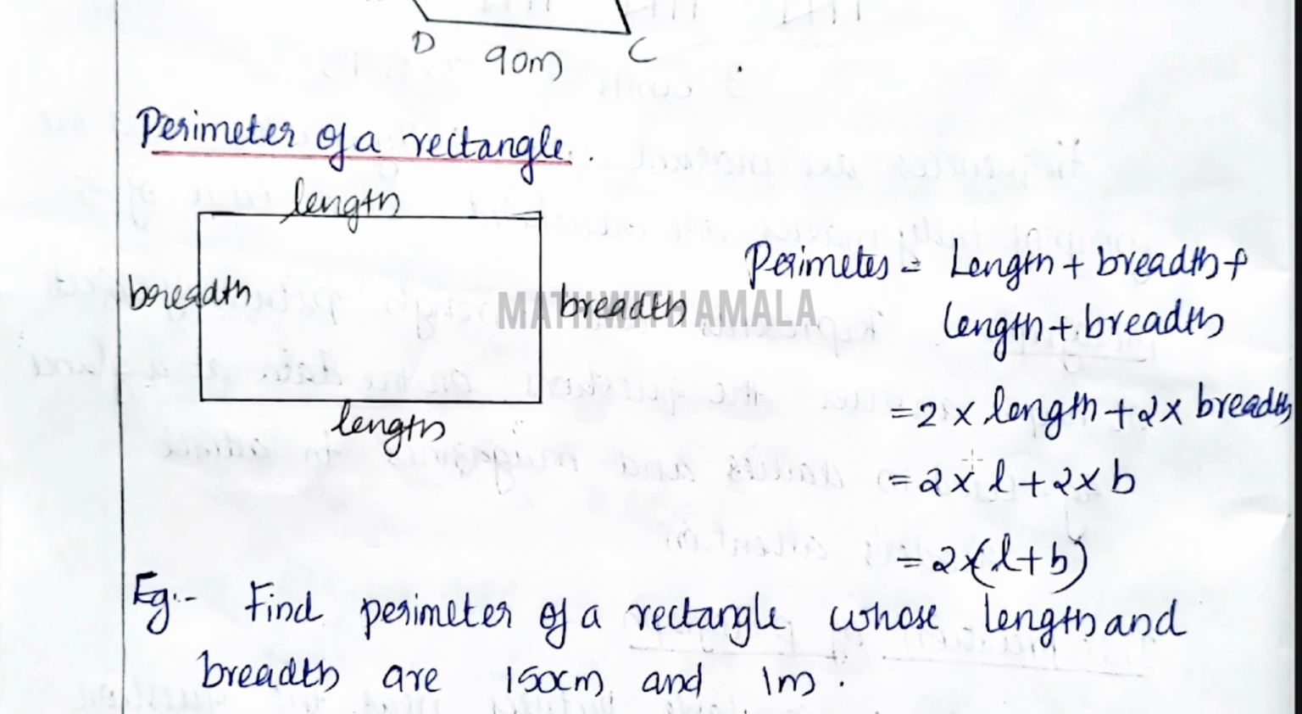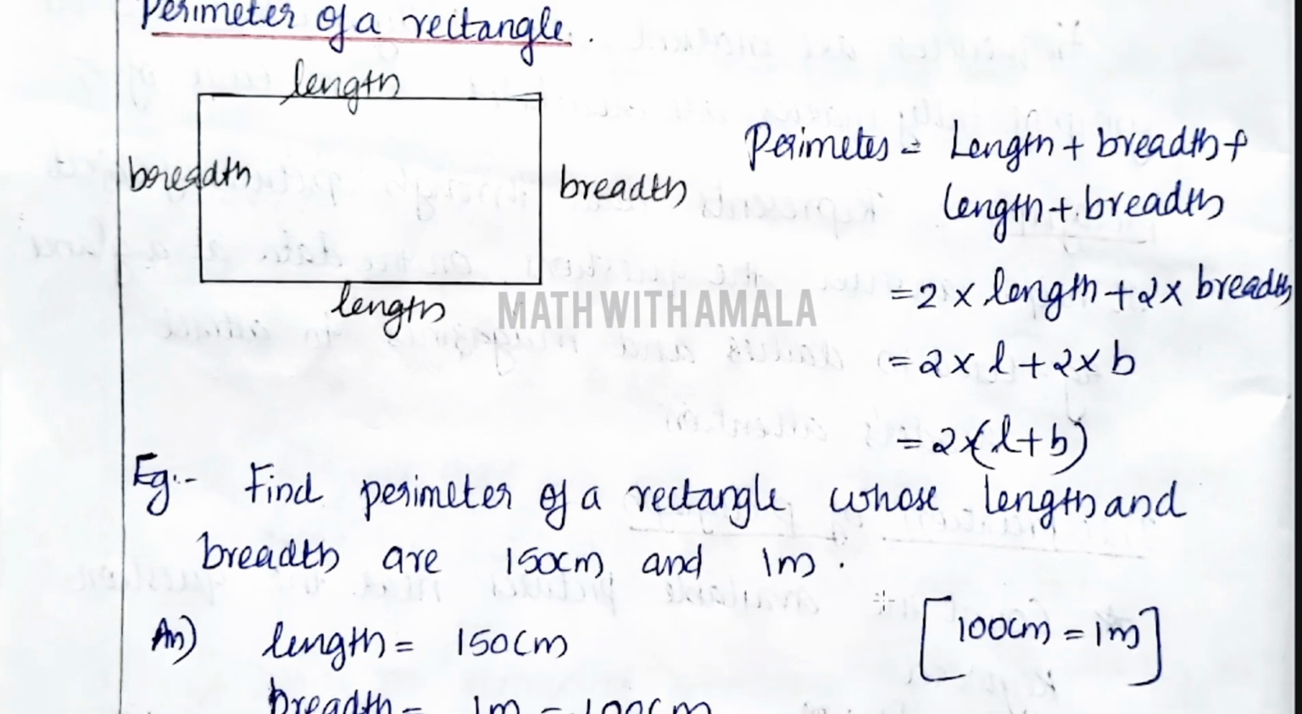Perimeter of a rectangle. In order to calculate the perimeter of a rectangle, let us consider a tabletop. The tabletop is of the form rectangle and it will have two lengths and two breadths. In order to calculate, you have to move through one length, then one breadth, then again one length, again one breadth. You can add all these: length plus breadth plus length plus breadth. You will get 2 into length plus 2 into breadth, which is equal to 2 into L, you can denote length by the small letter L, plus 2 into B, that is breadth. Now you can take the 2 outside and you will get L plus B inside the bracket.